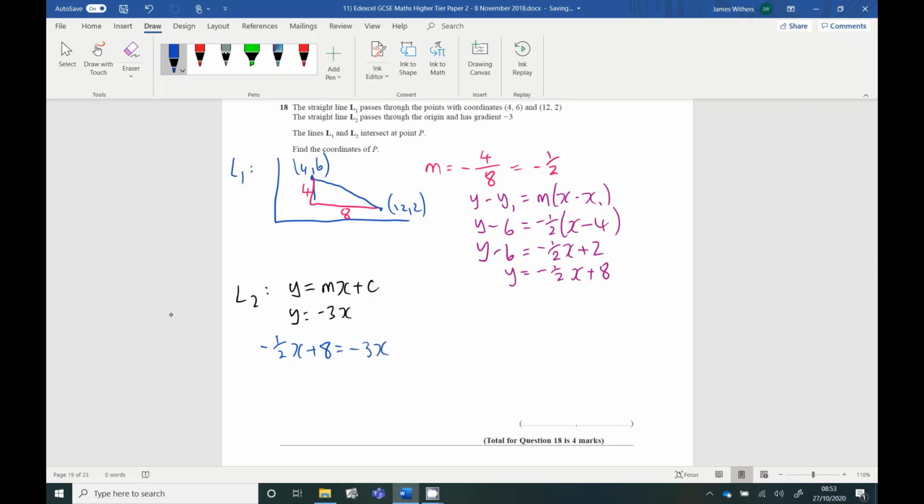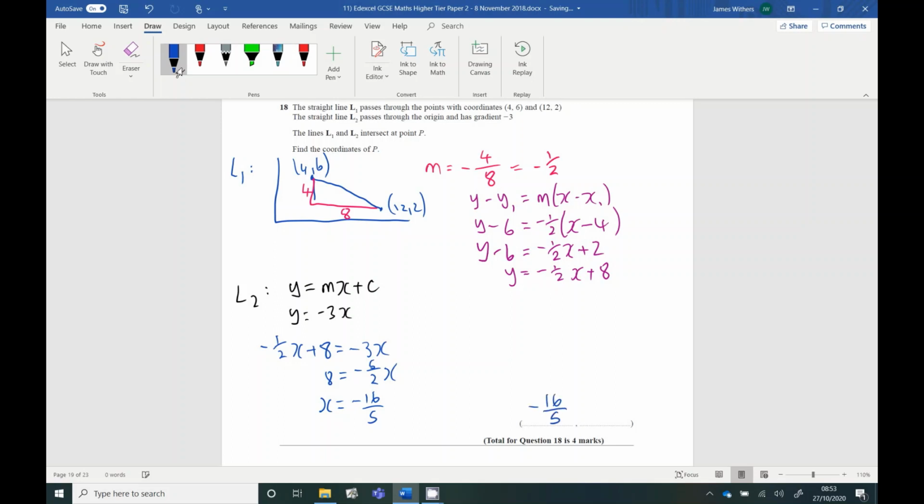Okay, so add a half x to both sides. So 8 equals minus 2.5 minus 5 over 2x. Multiply both sides by minus 2, divide by 5, we get x equaling minus 16 over 5. So that is our x coordinate.